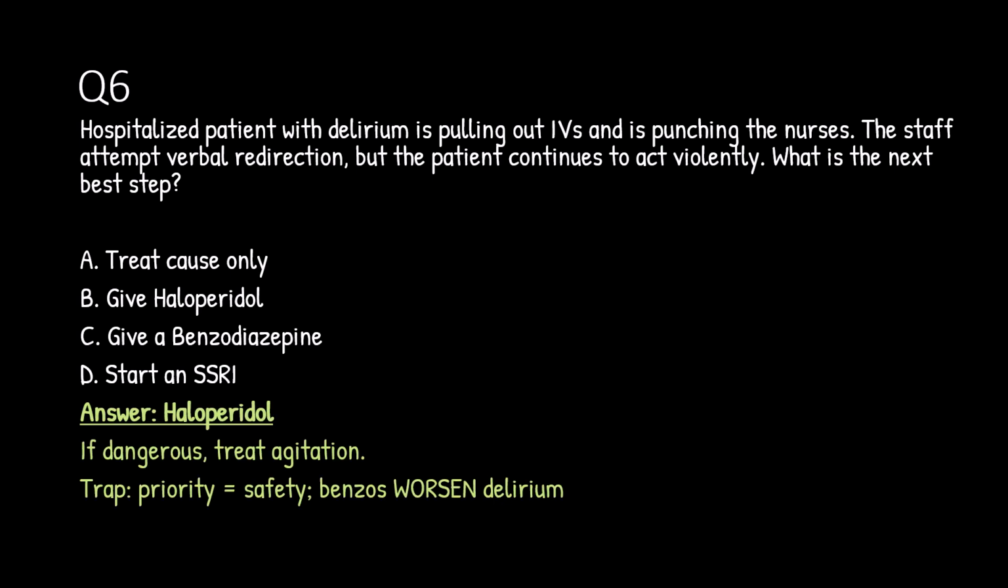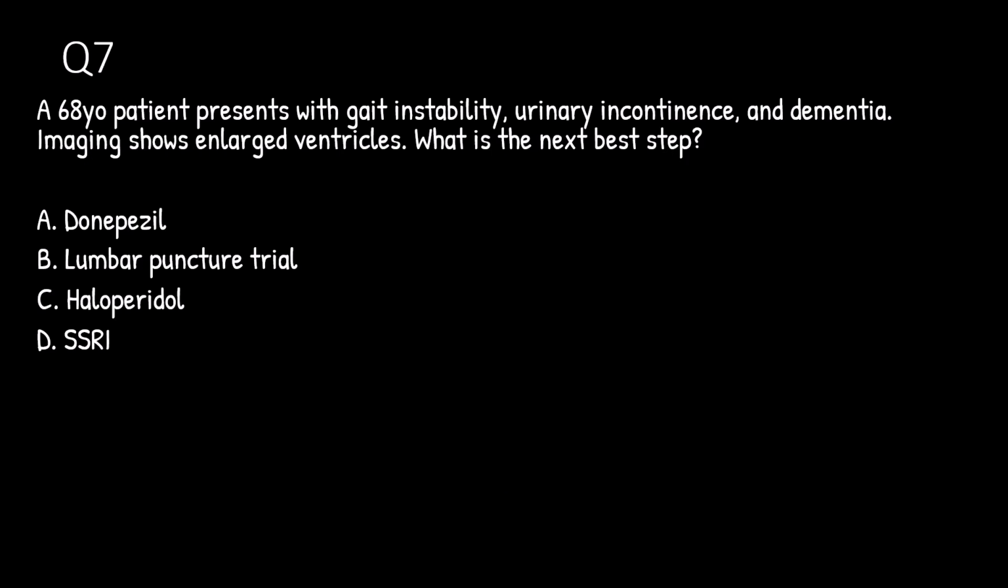The answer is give Haldol. If the patient is dangerous while they're delirious, you have to treat the agitation first so that they don't hurt themselves or someone else. You want to eventually treat the underlying cause, like antibiotics if it's a UTI, but first give Haldol. Another trick is the benzodiazepine. You never give a benzodiazepine to someone with delirium unless they have delirium tremens from alcohol withdrawal, because delirium can be worsened by benzodiazepines.